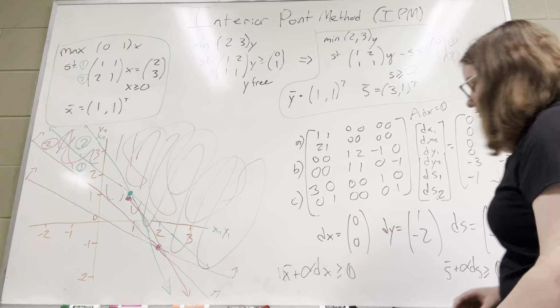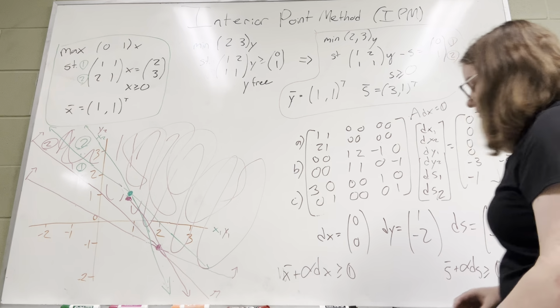So I want this condition here. I want x bar, which is 1, 1 from over there, plus some alpha times dx bar, which we solved for as 0, 0, greater than or equal to 0. Well, we can see alpha doesn't actually make a difference here because I have this 0, 0 business. So we don't care about this, it's trivially satisfied.